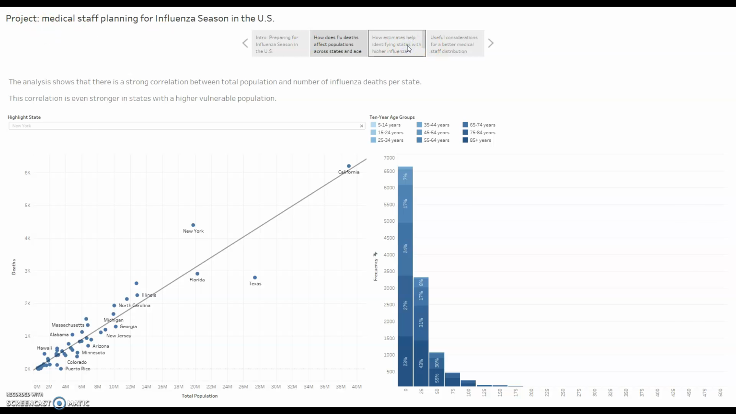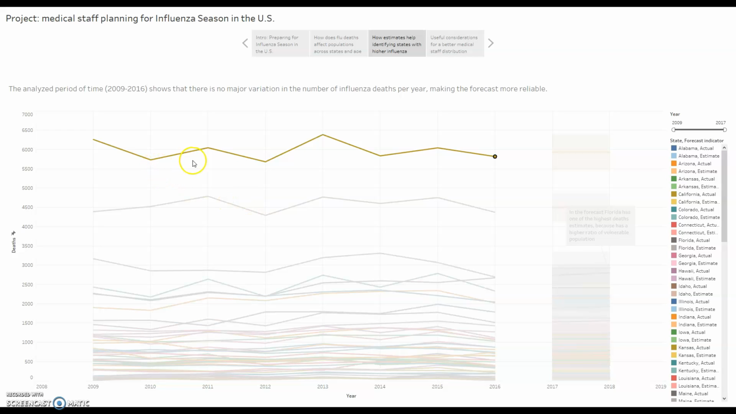If we check our temporal chart, looking at the influenza seasonality in the period from 2009 to 2016, the temporal chart shows that there is no major variation in the number of deaths per year across the states. This condition makes the estimates for the upcoming flu season more reliable, hence easier to plan the medical staff.